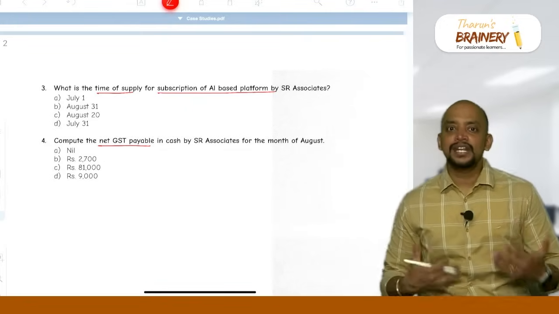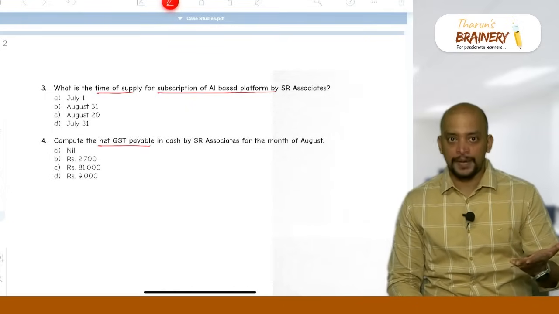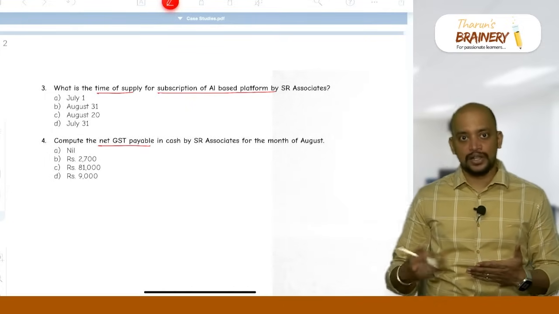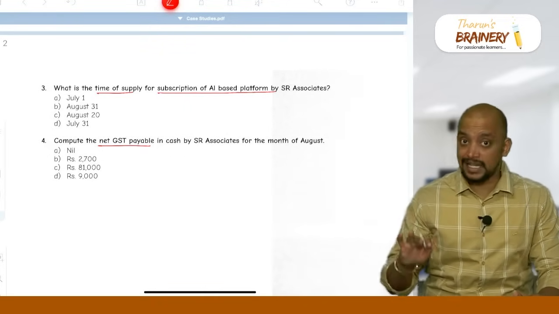Now when you read the paragraph, keep that in mind. First we need to know what is the outward supply and who is liable to pay GST on that, whether it is FCM or RCM, and you also need to check whether it is exempted or not.